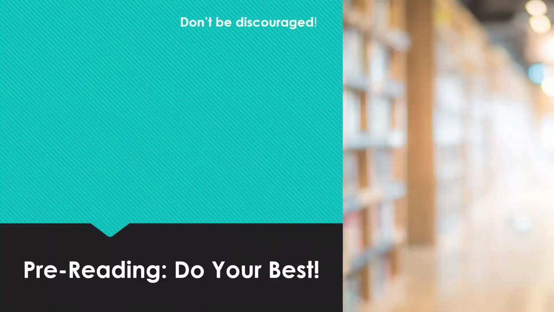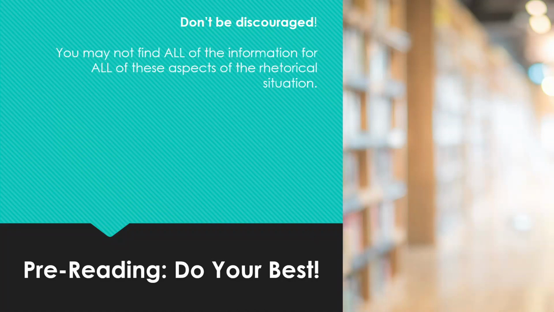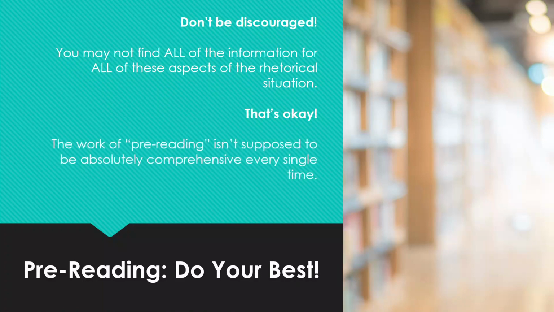It's important to note at this point that you may not be able to fill out a worksheet with all of the information for all of the aspects of the rhetorical situation. Sometimes you don't have enough information specifically spelled out for you to identify before you actually read, and that's okay. The work of pre-reading isn't supposed to be absolutely comprehensive every single time. Do what you can. Determine the details you can figure out quickly, and think briefly about how this combination of information can help you as you begin actually reading the text.